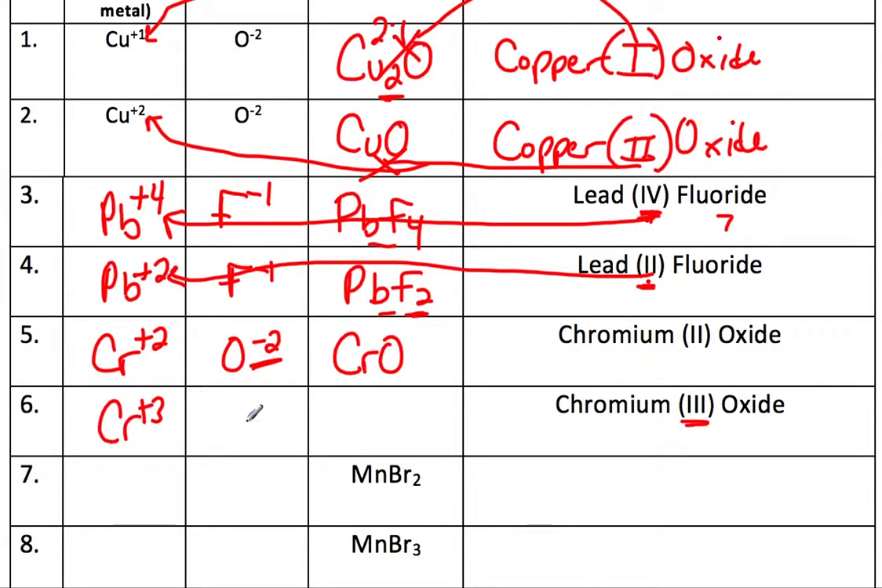Over here, chromium's making a +3 charge. So chromium's saying here, take 3. Oxygen says, but I can still only take 2 electrons, but we can mix and match. A couple chromiums hook up with 3 oxygens, and we have Cr2O3. The 3 goes here, the 2 goes there. That's how you get that ratio.